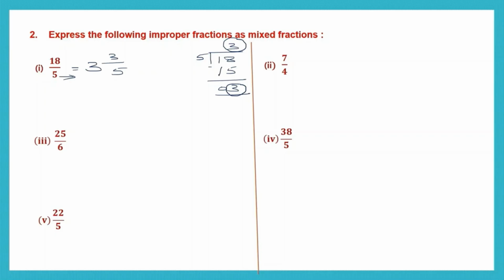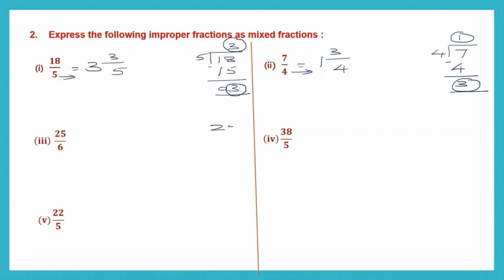Question 2, 7 by 4. So we're going to convert it to a mixed fraction. Divide 7 by 4. 4 ones are 4, minus, 7 minus 4 is 3. So our quotient, that is 1, is going to become the natural number. Our remainder is going to become the numerator and our denominator is the same. 1, 3 by 4.